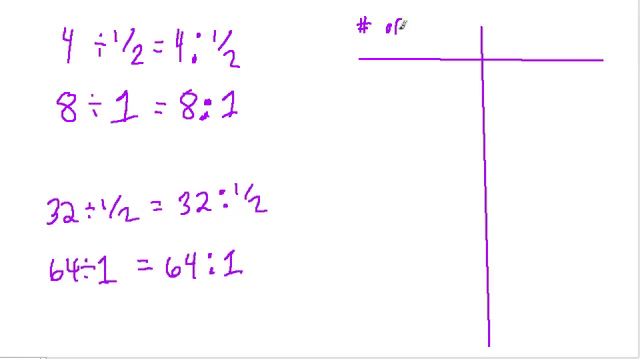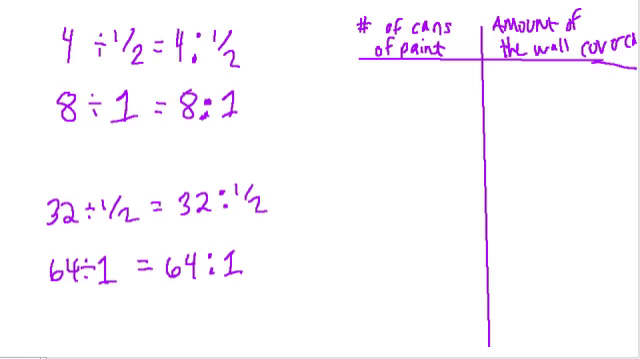So in one column, we have the number of cans of paint. And in the other, the portion or the amount of the wall covered. So our goal in every case is to cover the entire wall, or to finish the ratio. So if I start with 4 to 1/2, that means 4 cans of paint for every half of the wall covered. Well, how many cans of paint will it take to cover the entire wall?